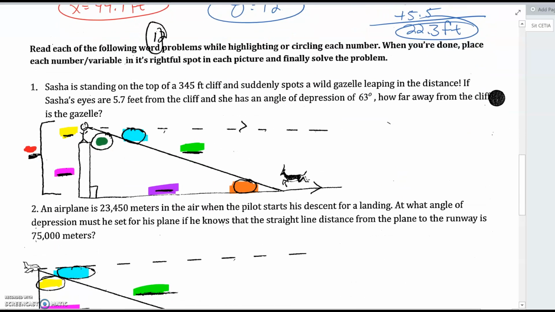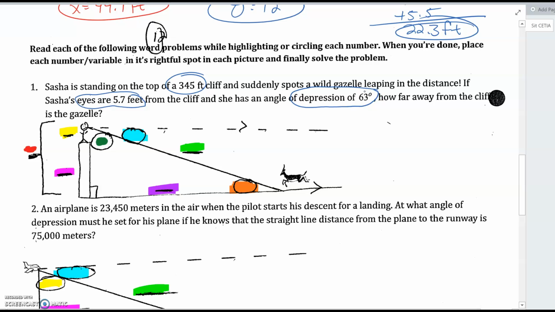All right, read the following word problems while highlighting or circling each number. When you're done, place each number / variable in its rightful spot in each picture and finally solve the problem. So it says Sasha is standing at 345 feet. Spots a gazelle. Her eyes are 5.7 feet from the cliff. She has an angle of depression of 63 degrees.